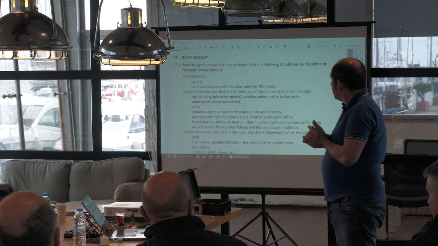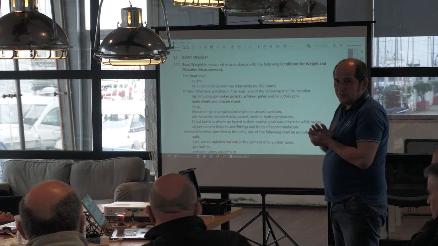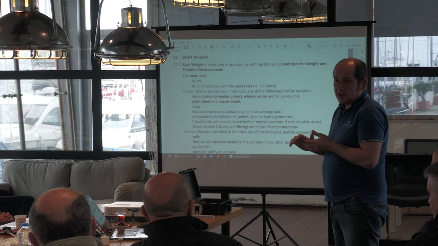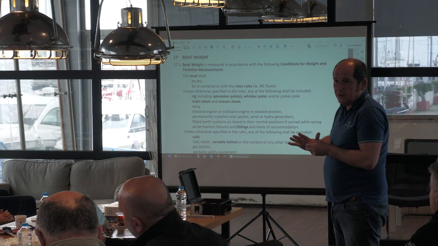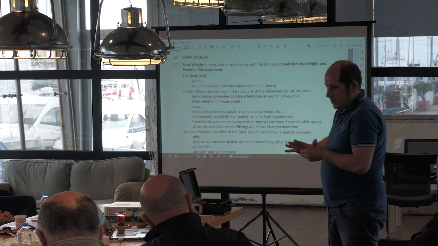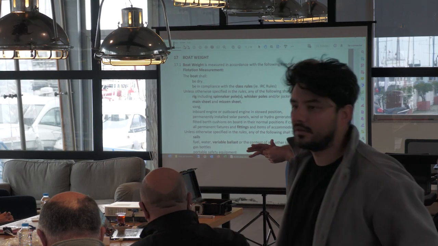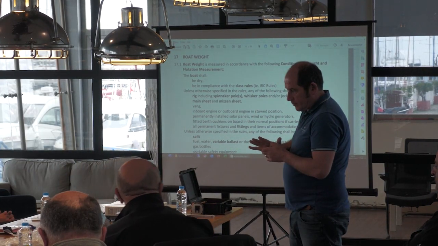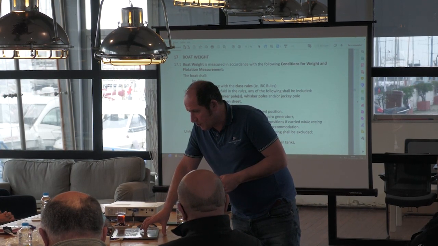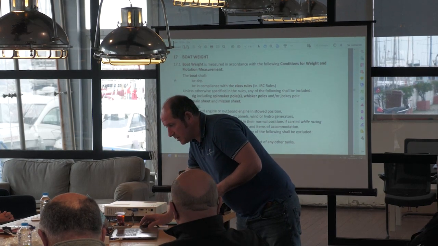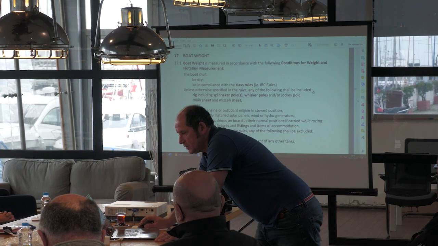Okay, so we will read together rule 17, which explains how to prepare the boat before IRC weighing, as well as before all the measurements that we do at sea, overhangs and draft measurement. Boat weight is measured in accordance with the following conditions for weight and protection measurement. The boat shall be dry, in compliance with the class rule or IRC rule. Unless otherwise specified in the rule, any of the following shall be included.